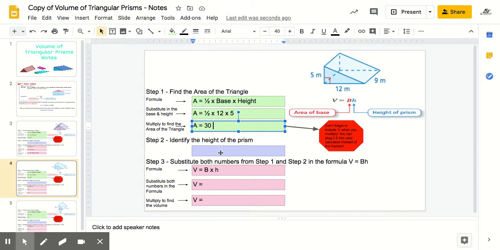Now we come to step 2. What is the height of the prism? Well, the height of the prism is just the other measurement that we were given, and the height of the prism is going to be equal to 9. So I'm just going to type in 9 here.